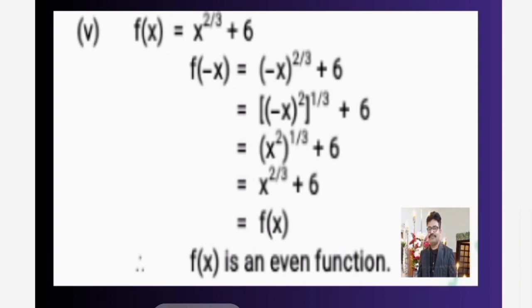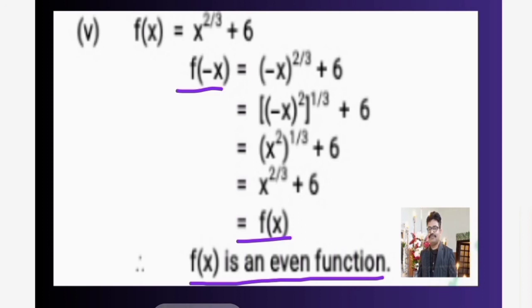As there is power of power, the powers will be multiplied. If we multiply 2 with 1 by 3, the answer will be 2 by 3, and we will write x power 2 by 3 plus 6, which is equal to f of x. As there is a positive sign, it is not necessary to put the positive sign. f of minus x is equal to positive f of x, so f of x is an even function.